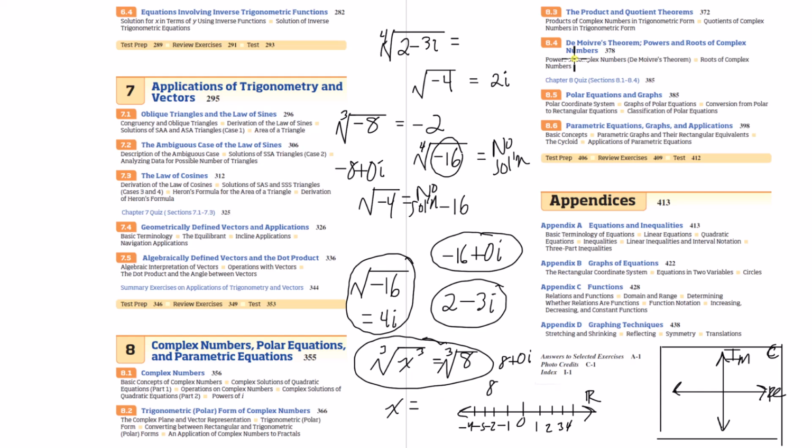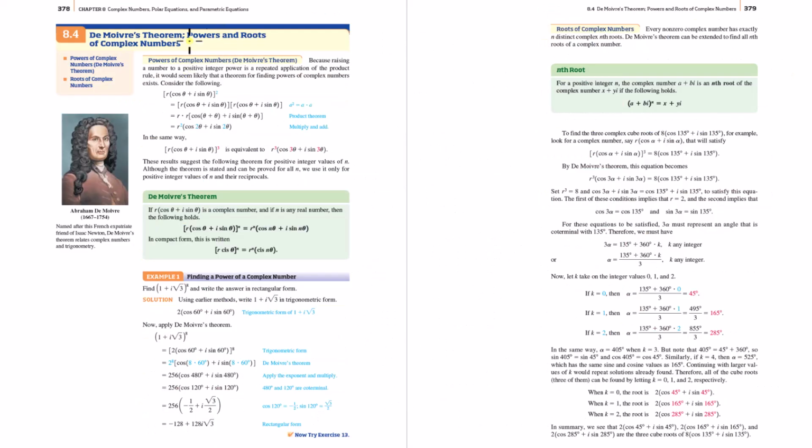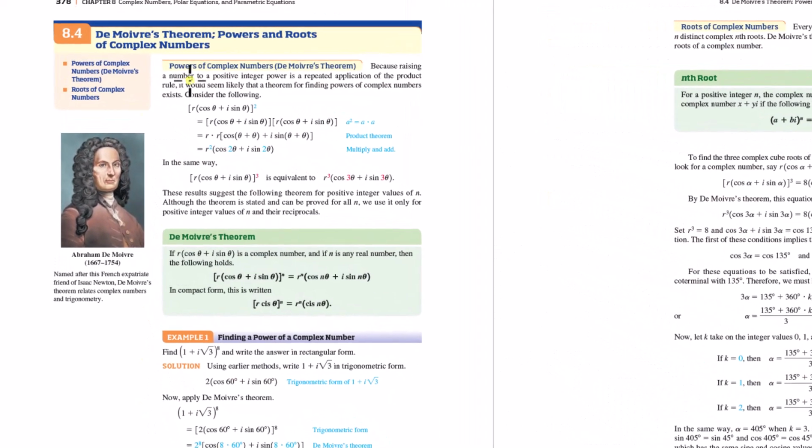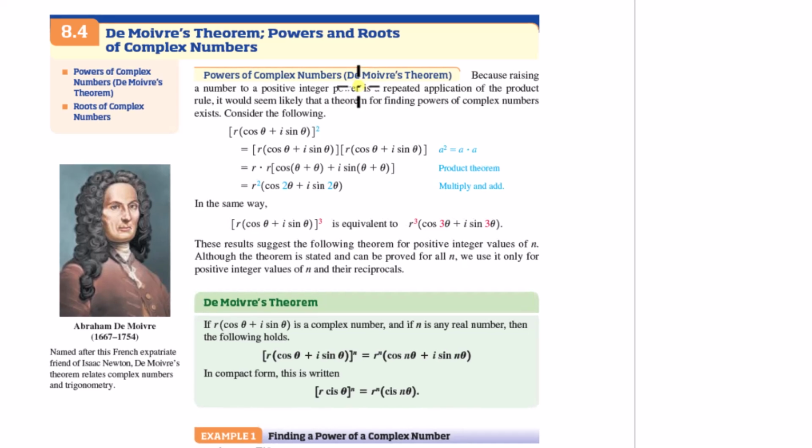And so as we go through this section, I'll try and expand on this and point things out regarding the radical symbol. But first we're going to talk about de Moivre's theorem and powers of complex numbers. Because raising a number to a positive integer power is a repeated application of the product rule, it would seem likely that a theorem for finding powers of complex numbers exists.